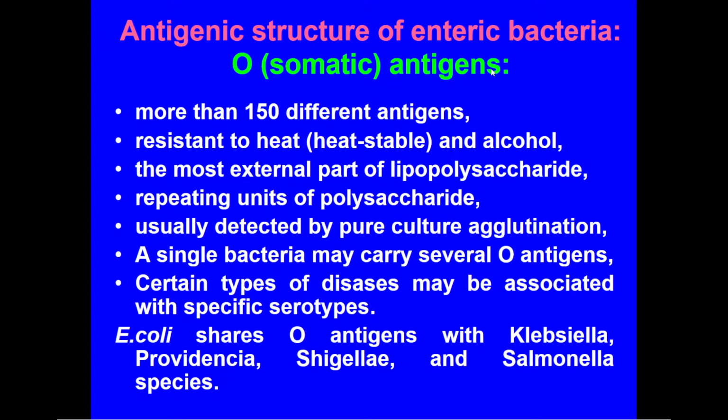The first one, which is the most important antigen, is the somatic O antigen that is associated with endotoxin or lipopolysaccharide. Why is it so important to identify? Because around 150 different somatic antigens are found on these Enterobacteriaceae. And that is the point by which we may distinguish them. This antigen is resistant to heat. We call it heat stable and alcohol stable.